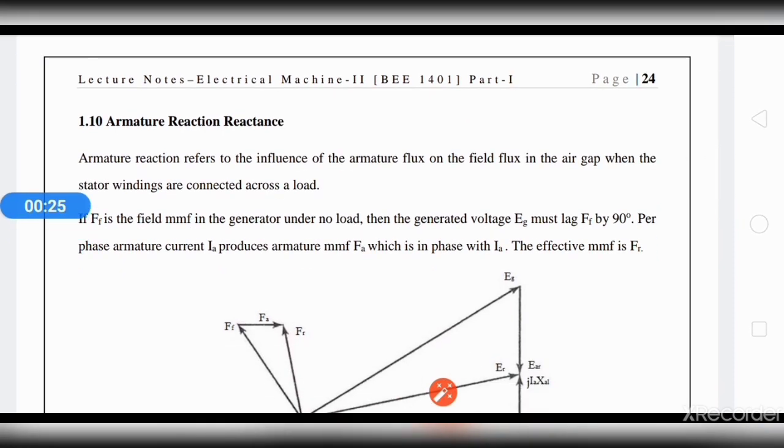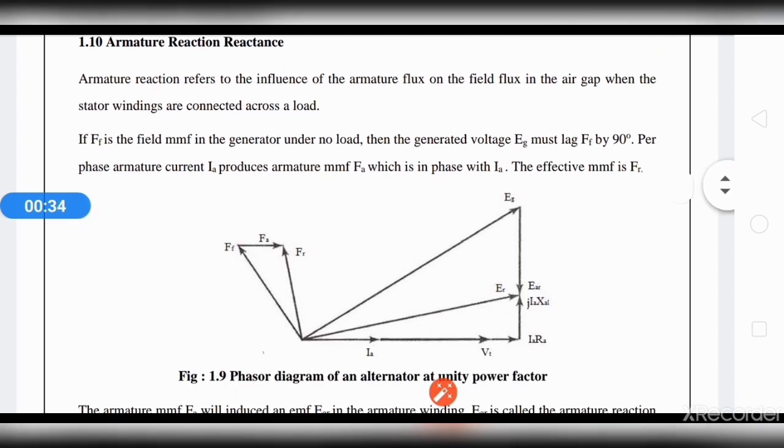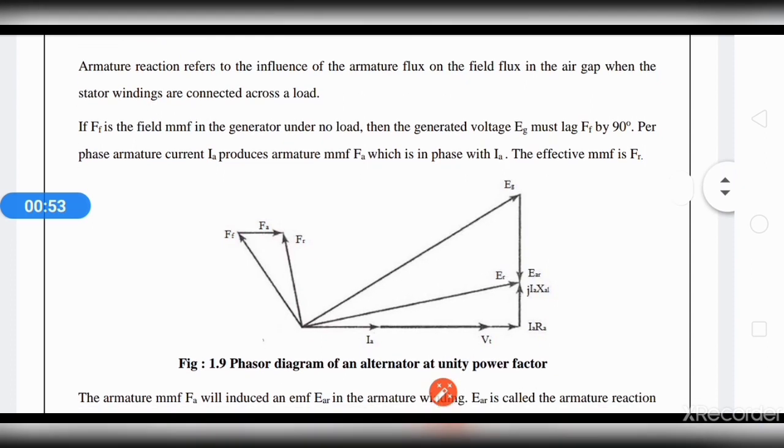Armature reaction refers to the influence of armature flux on the main field flux in the air gap when the stator windings are connected across a load. If FF is the field MMF in the generator under no load, then the generator voltage EG must lag FF by 90 degrees, as we can show in this diagram.